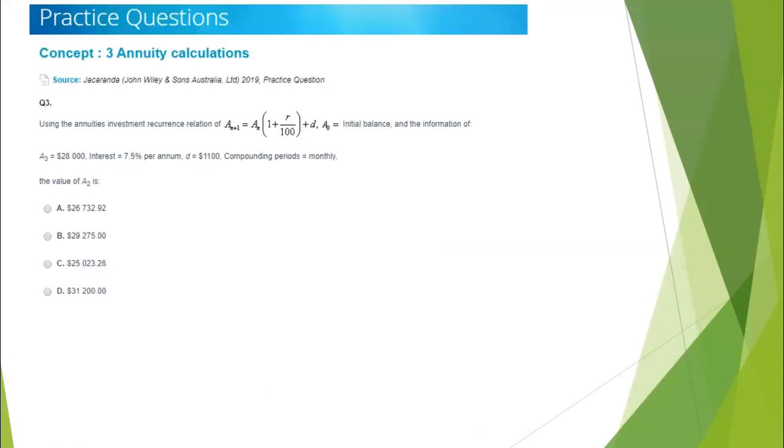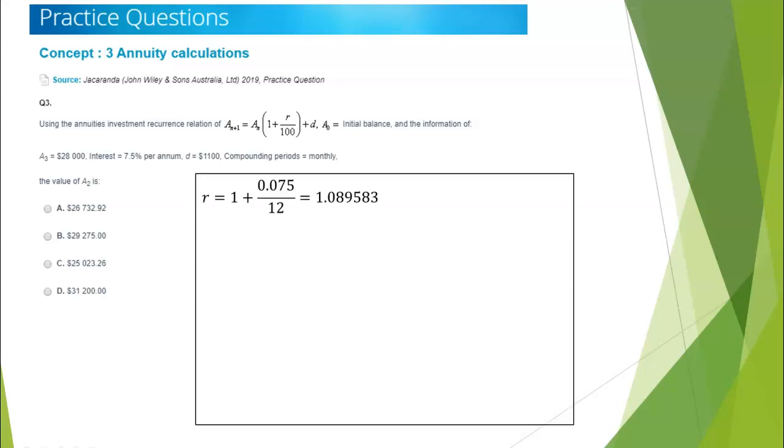Question 3. Using the annuities recurrence relation for the following information, where A3 is 28,000. Our interest rate is 7.5% per annum compounding monthly. My payment amount is $1,100. My question says calculate the value of A2. So the question tells me to use the recurrence relation. So that's a bit of a hint. So first let's write down the recurrence relation for this.